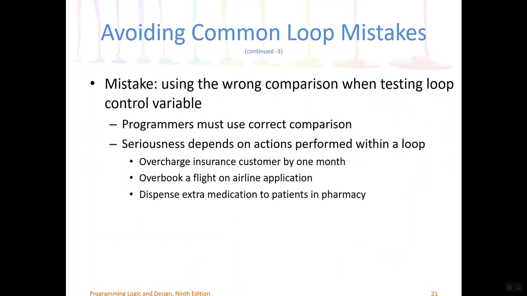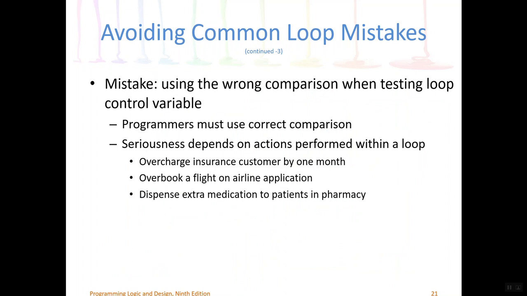Another mistake that you can make is using the wrong comparison when testing a loop control variable. Programmers must use the correct comparison. And if you use the wrong comparison, what's going to happen isn't that your program won't compile. Most likely your program will compile and execute. However, it's a little dangerous because you've probably created what's called a logic error, meaning your program runs, but it doesn't produce the correct output.